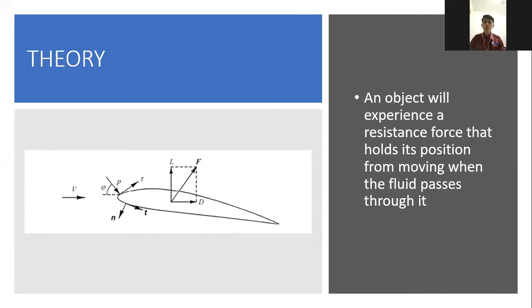First, the object will experience a resistant force that holds its position from moving when the fluid passes through it. This force can be categorized into drag D, which acts in the same direction as the flow, and lift L, which acts perpendicular to the direction of the flow.